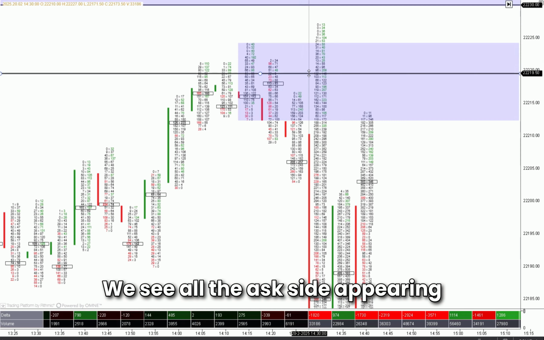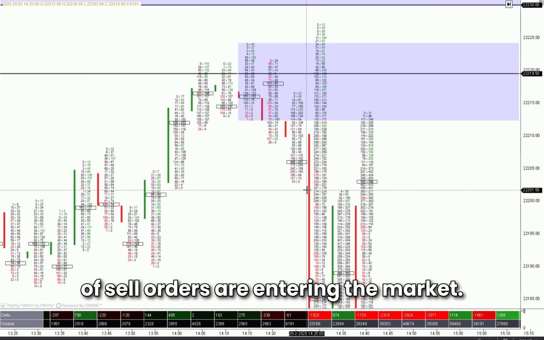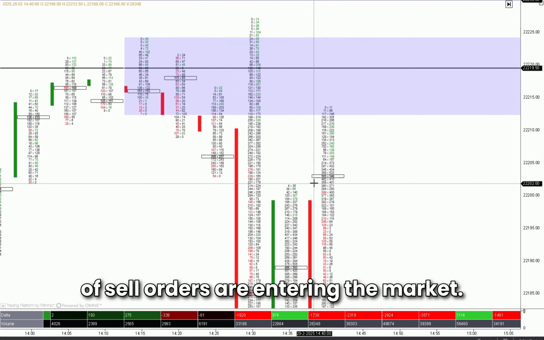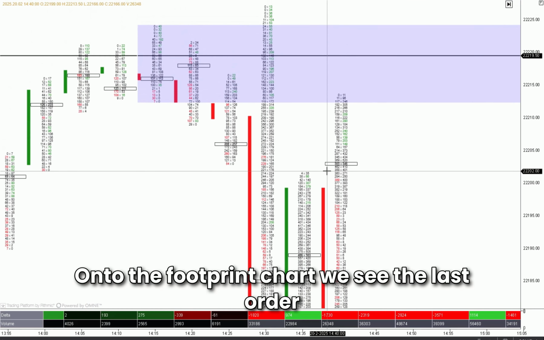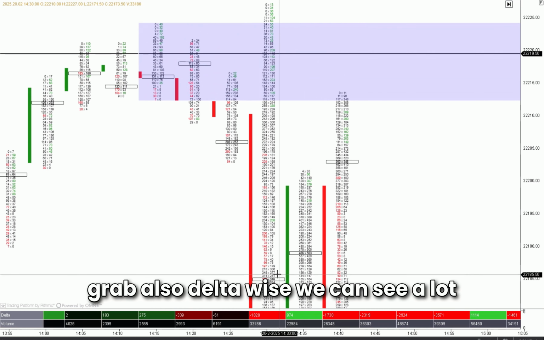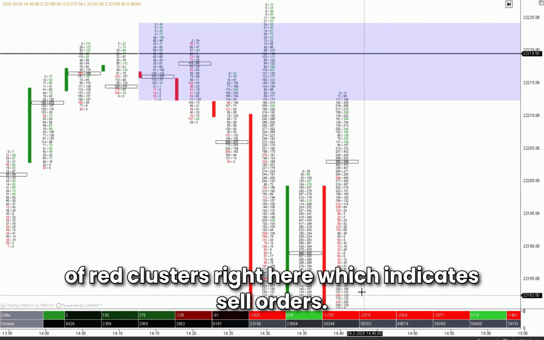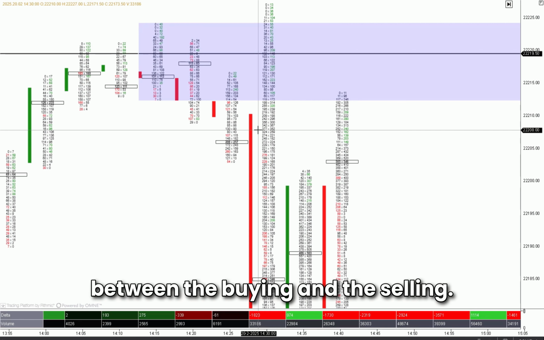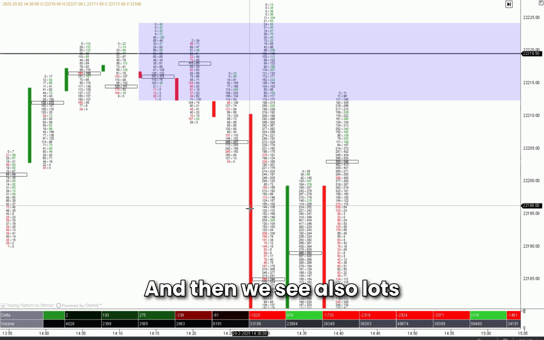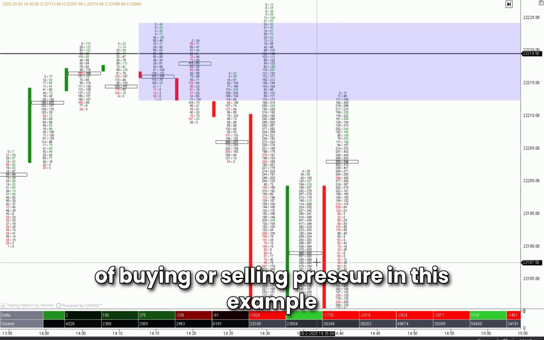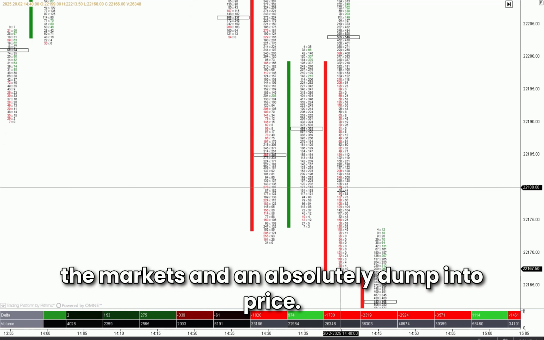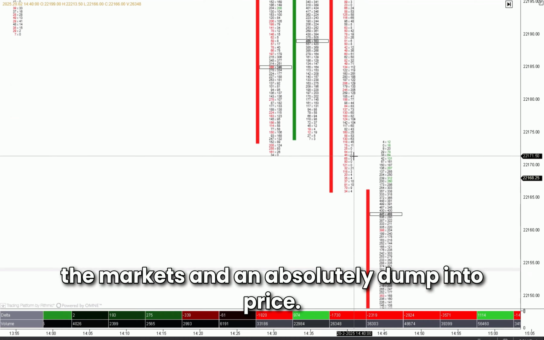We see all the ask side appearing, and the commitment of traders also showed a lot of sell orders entering the market, a push away, and then a last order grab on the footprint chart. We see the last order grab delta-wise also. We can see a lot of red clusters right here, which indicates sell orders. The delta is simple, the difference between the buying and the selling. And then we also see lots of volume tanked in the markets, so that indicates there was a lot of buying or selling pressure. In this example, there was a lot of selling pressure into the markets and an absolute dump in price.